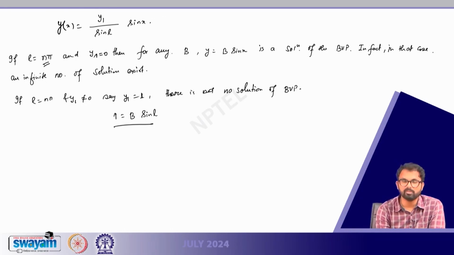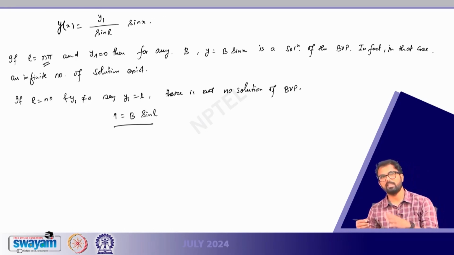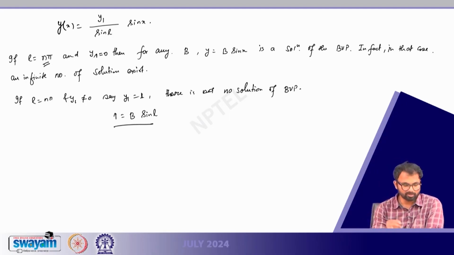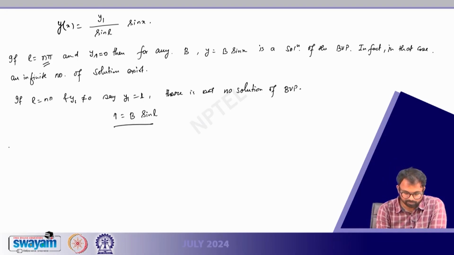So this L equals n pi will now define the eigenvalue. This L equal to n pi is sometimes denoted by lambda, and that is called the eigenvalue, right. So let me give you a formal definition.